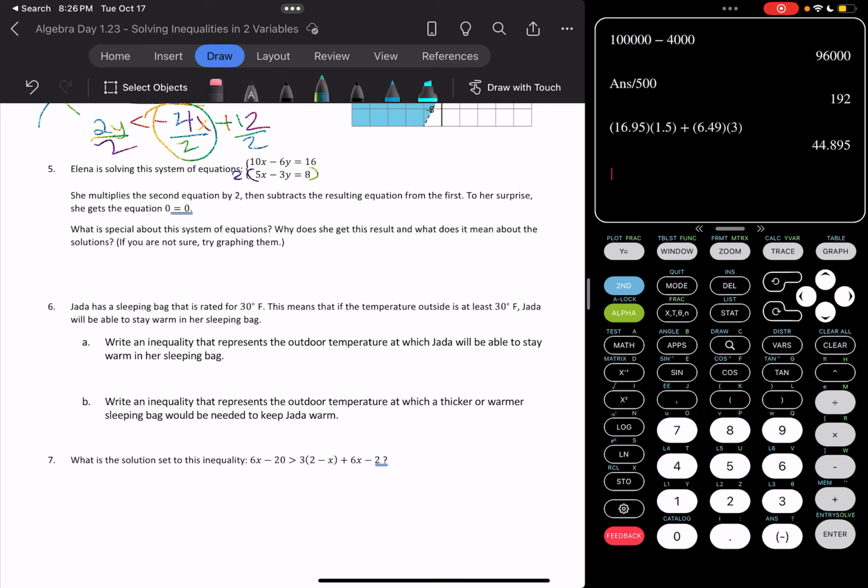If you need to, you can try graphing. So when I multiply this by 2, I'm going to get 10x minus 6y equals 16. Well, that is the same equation as this one, and so there are infinite solutions. If you were to graph these, you would get that they are the exact same line, and it looks like this would be a positive slope, so they'll be the exact same line, right? And that means that there are infinite solutions because one line is on top of the other. They have the same number of many solutions.